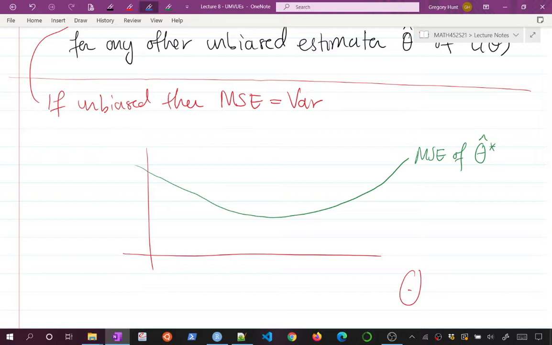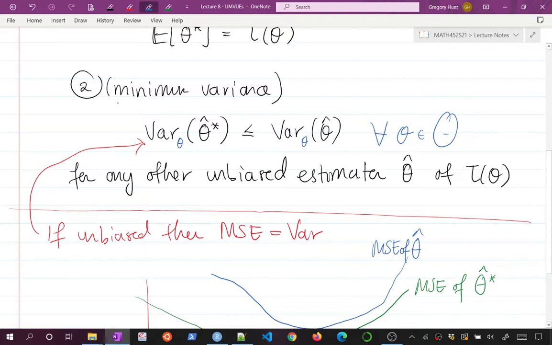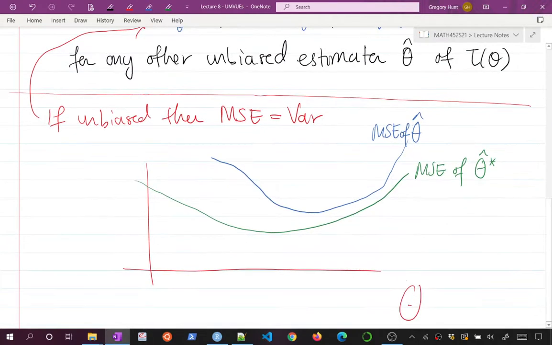And if this thing is truly the best estimator, and then if I look at, say, the MSE function of the variance for some other estimator, call it theta hat, so this is the MSE of some other estimator theta hat, it would have to be above. For any value of theta you choose, the MSE of that other estimator lies above the MSE of our best one. So that's what the second condition means. It's minimum variance across all possible values of theta.